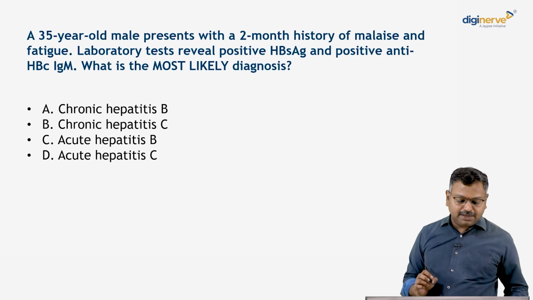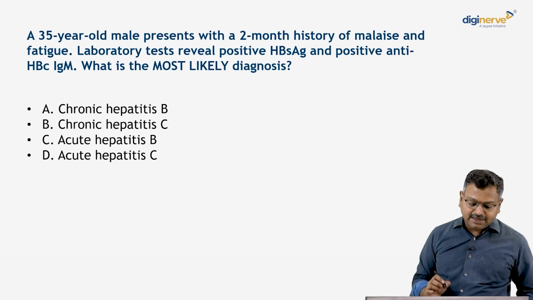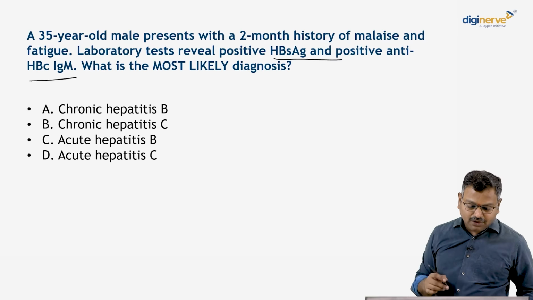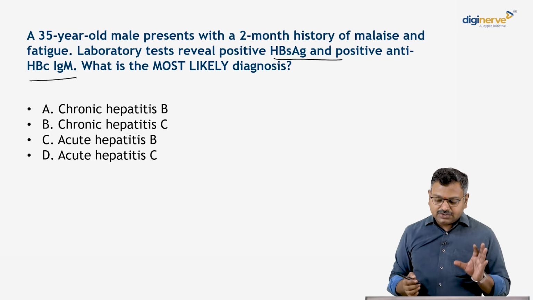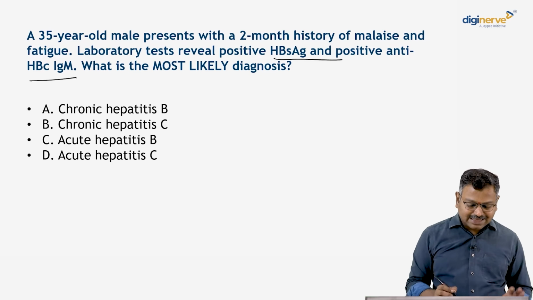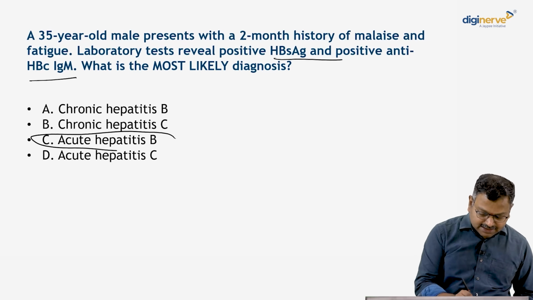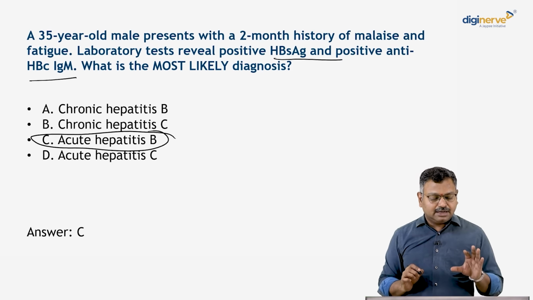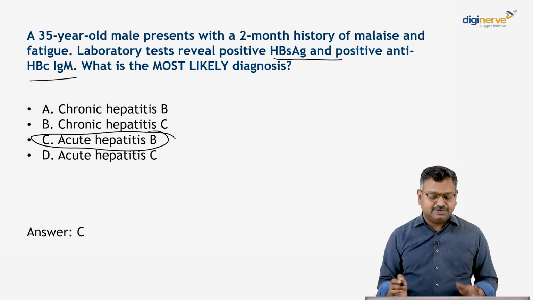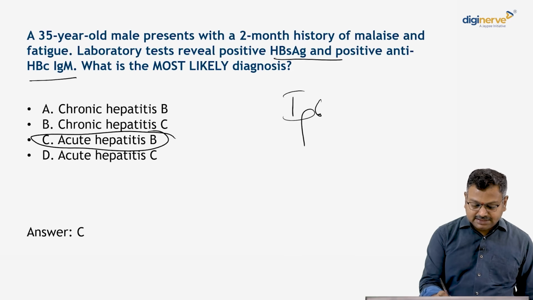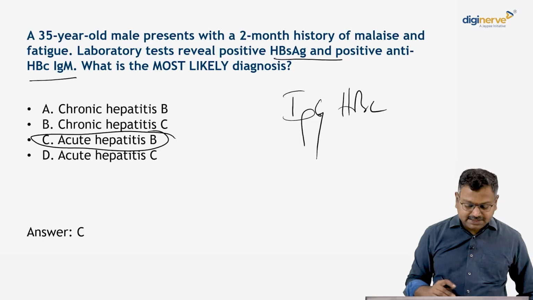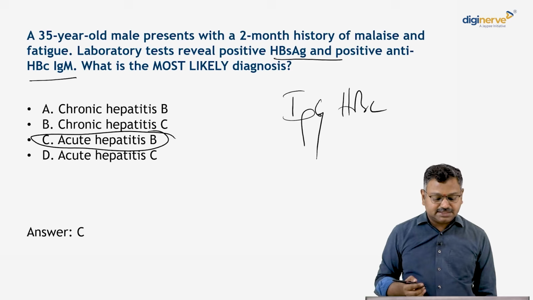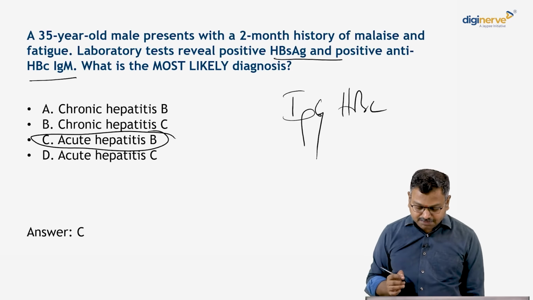A 35-year-old male, 2 months history of malaise and fatigue, HBsAg is positive and anti-HBc IgM is positive. What is the most likely diagnosis there? So IgM anti-HBc is a classical feature of an acute hepatitis B. So the answer is acute hepatitis B that you are seeing here. In chronic hepatitis B, IgG anti-HBc will be present, and sometimes you may have the HBs antigen persisting for more than 6 months. That is called chronic hepatitis B.